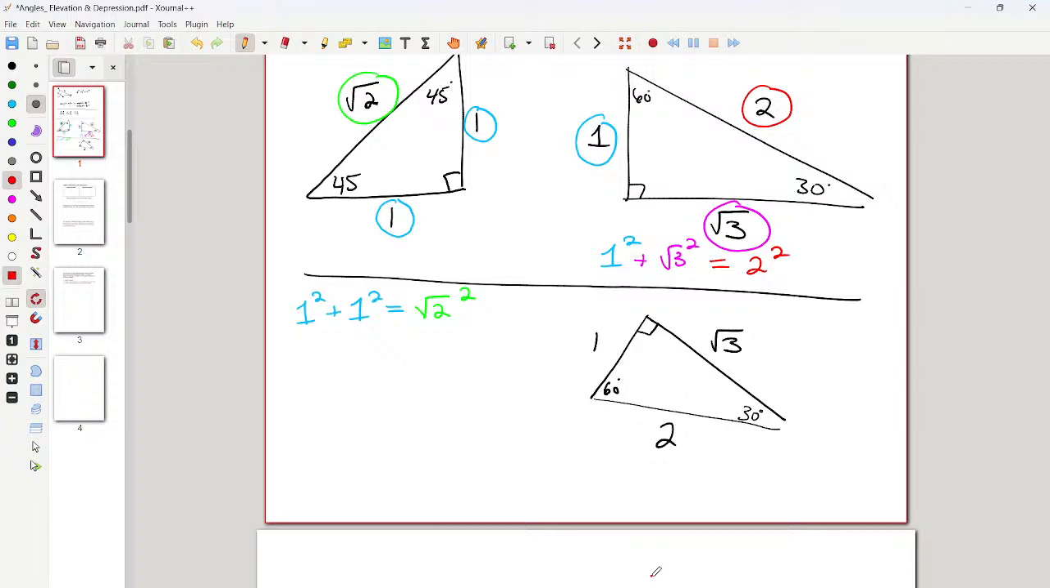For 45-45-90s, these two angles are the same. So the sides opposite them are the same. And just know the fact that the hypotenuse was root 2.